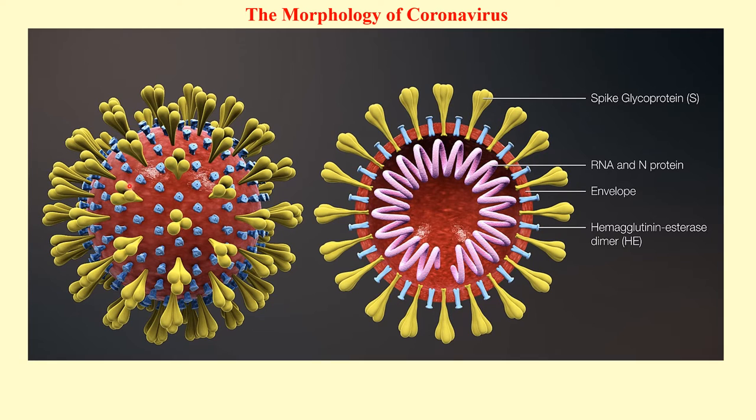And this is the virus from outside. So you can see here the S protein or the spike glycoprotein in yellow color. Blue color is the hemagglutinin esterase dimer or HE protein. And the red one here is the viral envelope, and the spikes are projecting from the viral envelope. So this is the general morphology of coronaviruses.